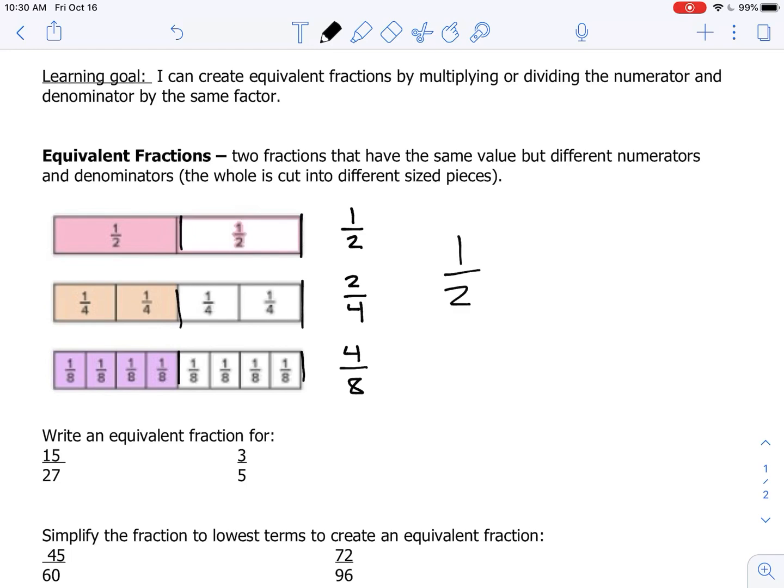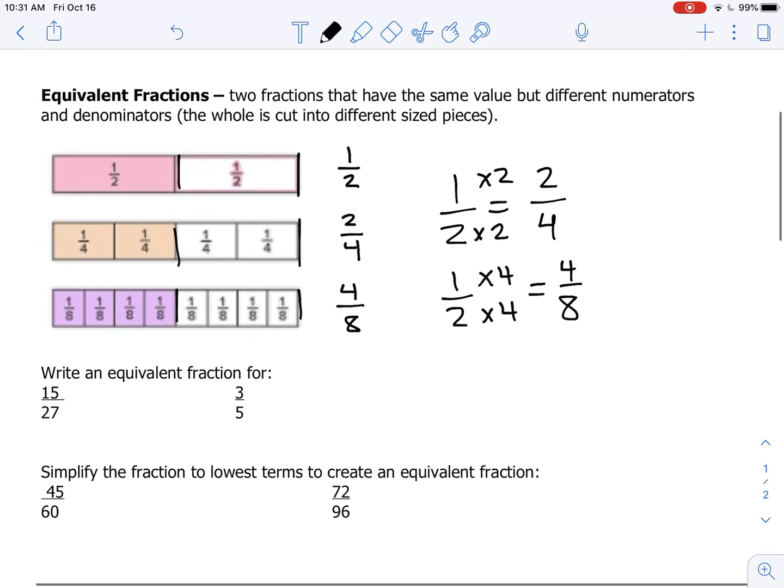So how do we make 1/2 into 2/4? We're going to multiply the numerator and the denominator by 2 to make that 2/4. And how do we make the 1/2 into 4/8? We're going to multiply the numerator and the denominator by the same factor, 4, to make that into 4/8.